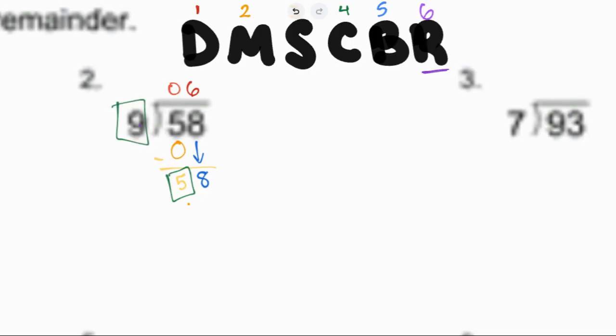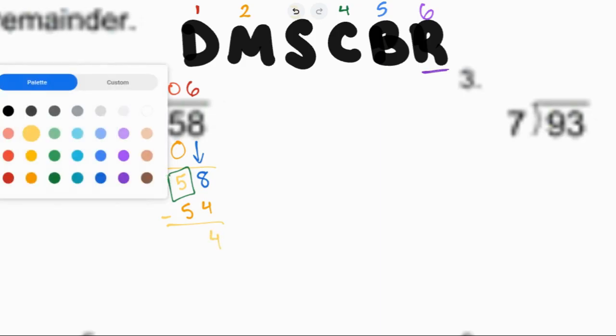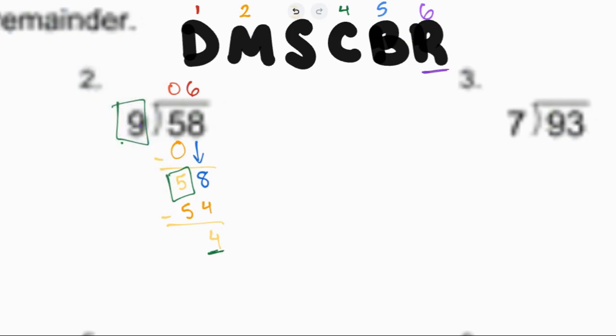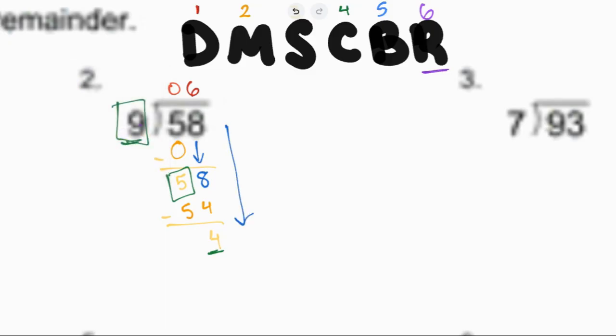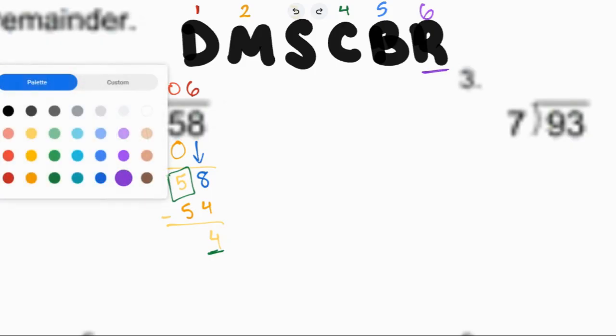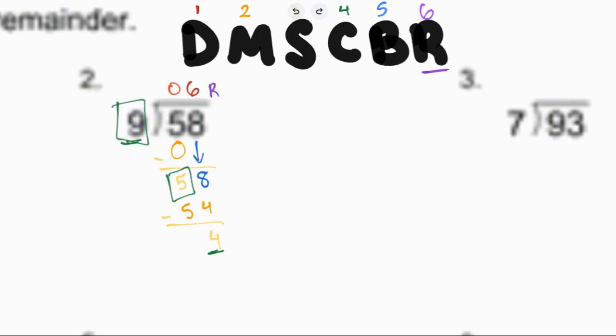Now we're going to do the M, which stands for multiply. 6 times 9 is 54. Now we're going to subtract. 58 minus 54 is 4. 4, is it smaller than 9? If yes, we can move on. B, is there anything to bring down? Nope, because you're just bringing down empty space. So you're going to do an R for remainder, not repeat. And your remainder is 4.